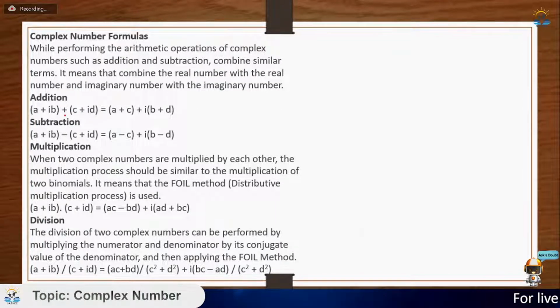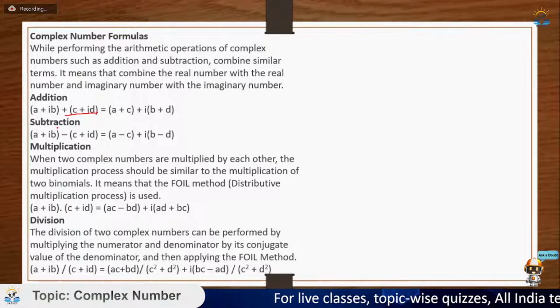Now coming on to addition, simply we can just add the real parts and add the imaginary parts, and you will get the new complex number a plus c plus iota times b plus d. Similarly for subtraction, a minus c plus iota times b minus d.